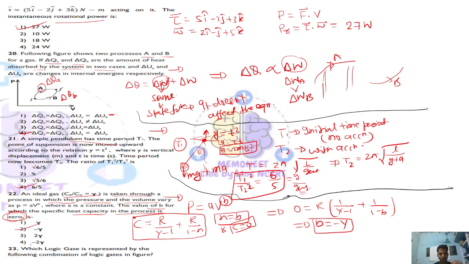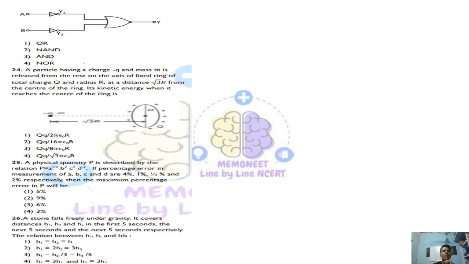Now moving to the next question, the 23rd question. Which of the logic gates is represented by the following combination of logic gates? Let's see the logic gates. This is NOT, and if you break it out, this is the symbol of AND, NOT, NOR. This is the AND gate, this is the NOT gate, and this is the NAND gate, and this is the NOR gate.